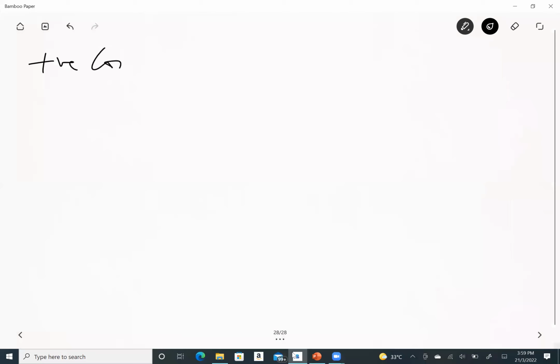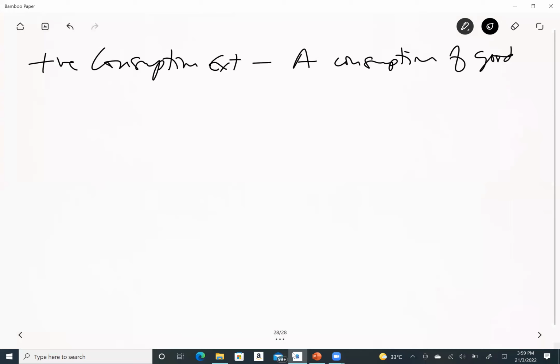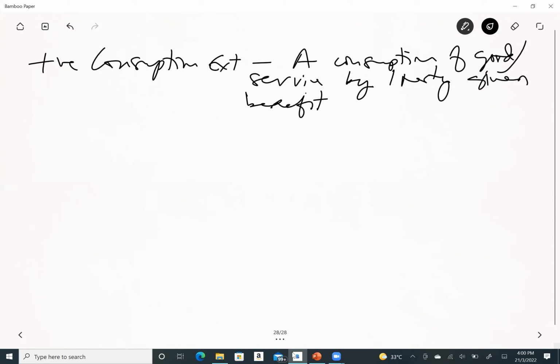So positive consumption externality: consumption of a good or service by one party or by someone gives benefit, generates extra benefit to another party, to another person. And that benefit is not reflected in the price of the good.